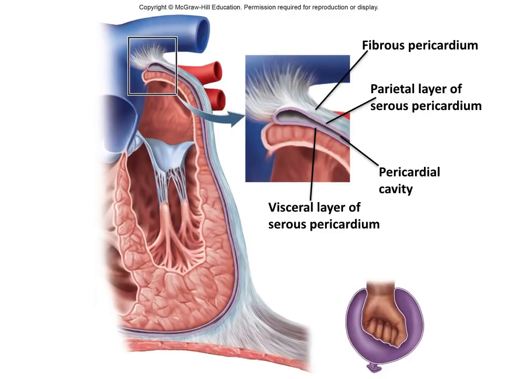The space located between the parietal layer and visceral layer is called the pericardial cavity. It is filled with a serous fluid called pericardial fluid that helps to lubricate the parietal layer and visceral layer and allows for the heart to contract without the creation of friction.